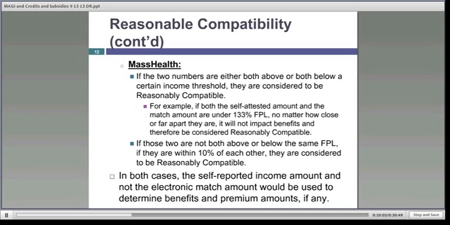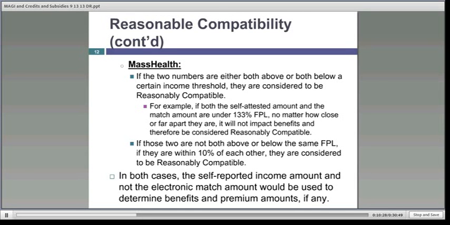And this kind of relates to the whole concept of coverage types, which I know is being talked about later. So for instance, if somebody self-attests that their income's 100% of the federal poverty level, but our data sources say it's 130%, we're going to consider those numbers to be reasonably compatible because we know that the person's going to be eligible for the same coverage type regardless. So we're going to put them in the same bucket, same coverage type, and say, okay, you're eligible, you're good to go.